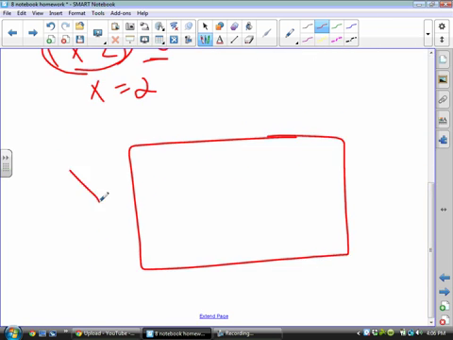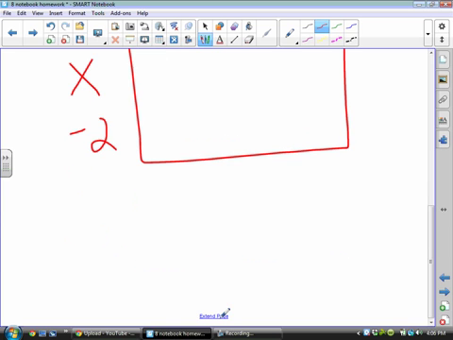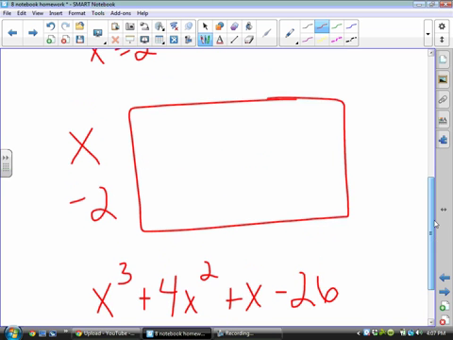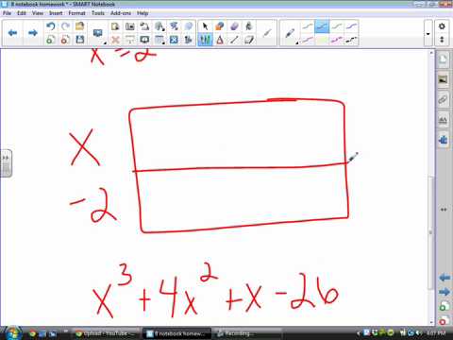So x minus 2, and the cubic is x to the third plus 4x squared plus x minus 26. Again, you don't have to write that down there if that confuses you at all. Okay. So my first term needs to be x to the third, because that's the first term in my answer. So this needs to be x squared. If I multiply the things together now, I have negative 2x squared.